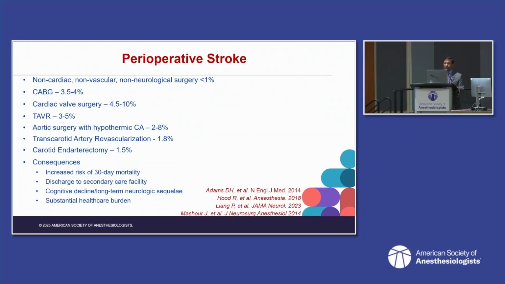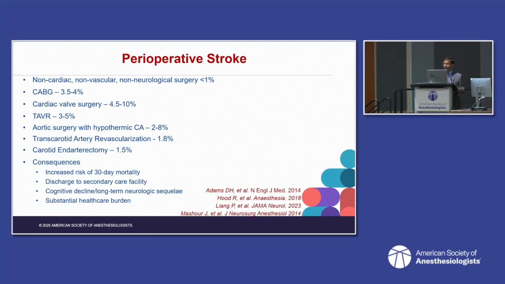So fortunately, perioperative stroke is very uncommon, especially after non-cardiac, non-vascular, non-neurological procedures, to the tune of less than about 1%. The incidence is obviously higher with cardiac procedures, especially valve surgeries and aortic surgeries, in addition to some carotid procedures. So the risk here is relatively higher, but still in the range of anywhere from 2 to maybe up to 10% for some cardiac surgical procedures. The consequence is obviously significant.